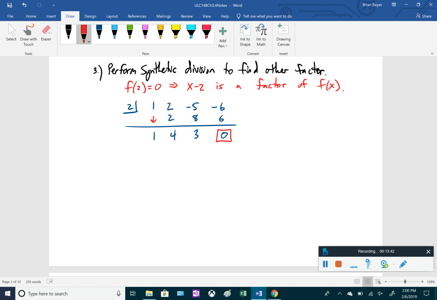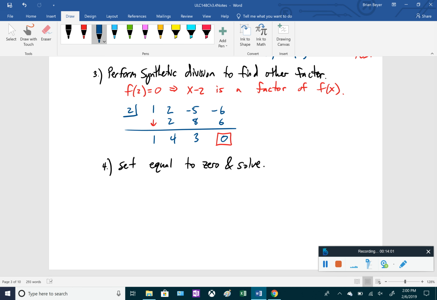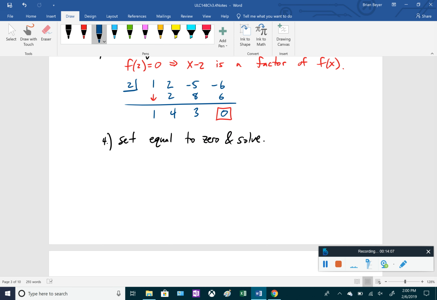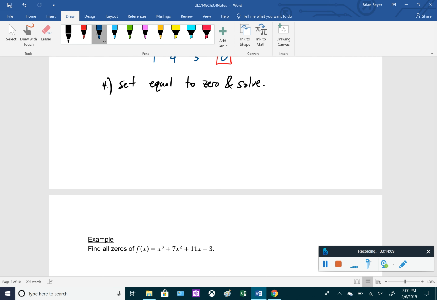Okay, so those values that we just got for the quotient are going to be our quotient coefficients. So now we're going to set this equal to 0 and solve it. So I'm going to start by setting up everything from the beginning, meaning I'm going to set the function to 0 and then set it up the way that we just factored it. So the original function here was x cubed plus 2x squared minus 5x minus 6.